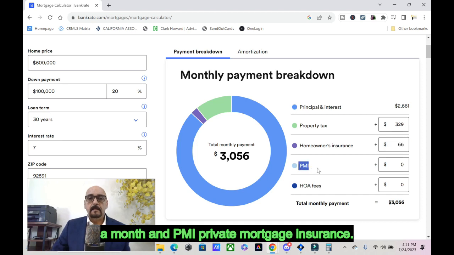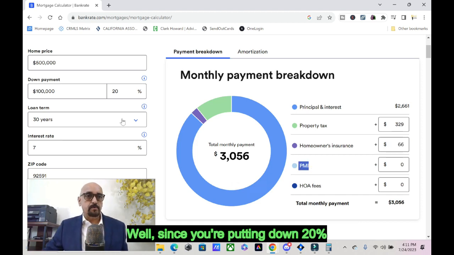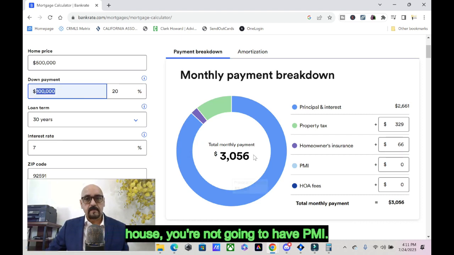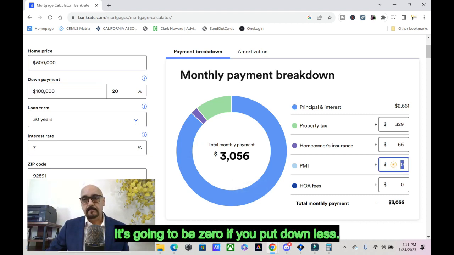And PMI, private mortgage insurance, well, since you're putting down a 20% down payment towards the purchase of the house, you're not going to have PMI. It's going to be zero. If you put down less, then you could potentially have PMI. I do have a previous video that you can look up that discusses exactly what PMI is. So go ahead and take a look at that when you can.